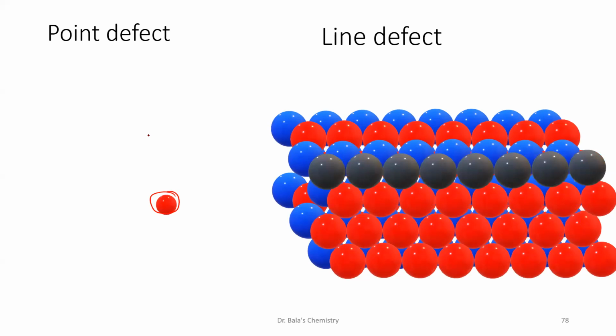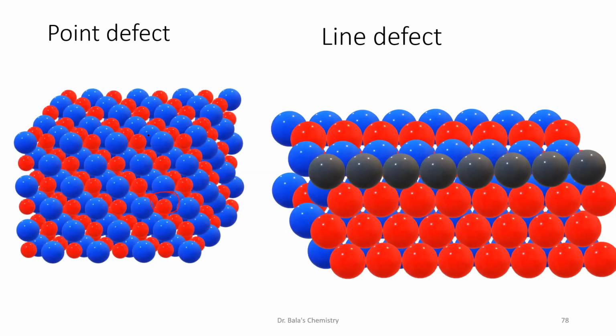Okay. So a point defect will take place at a particular point. Say, for example, only this particular point is missing. That comes under the category of point defect. For a line defect, the entire row is missing. A complete row is missing, and instead some impurities may be present.